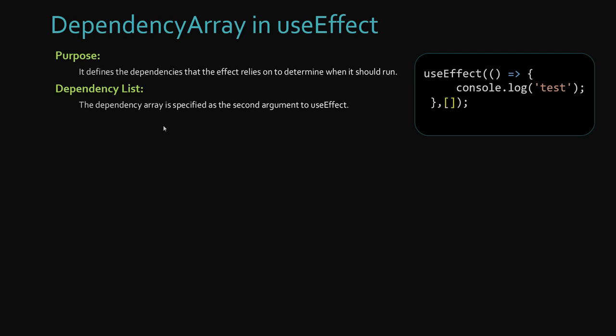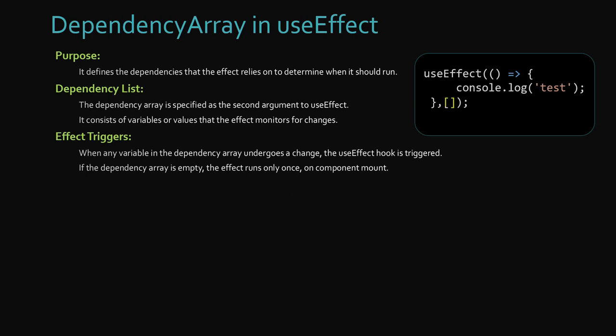The dependency array is specified as a second argument to the useEffect. It consists of variables and values that the effect has to monitor for changes. When a variable in the dependency array undergoes a change, the useEffect is triggered. If the dependency array is empty, the effect runs only once, that is when the component is mounted.